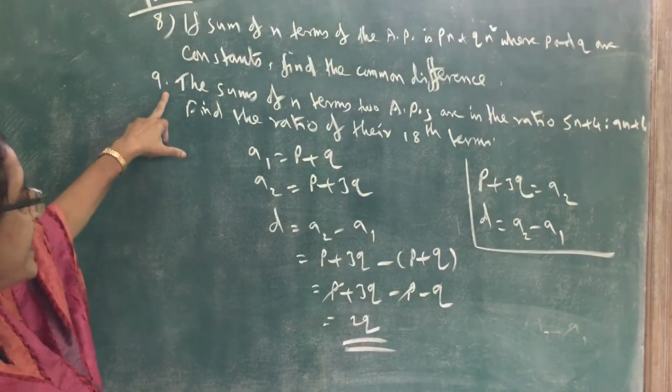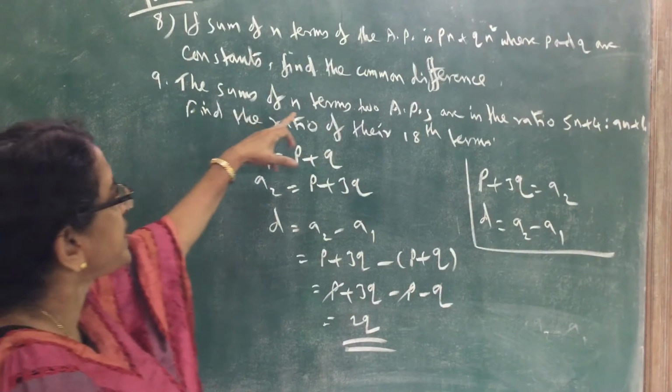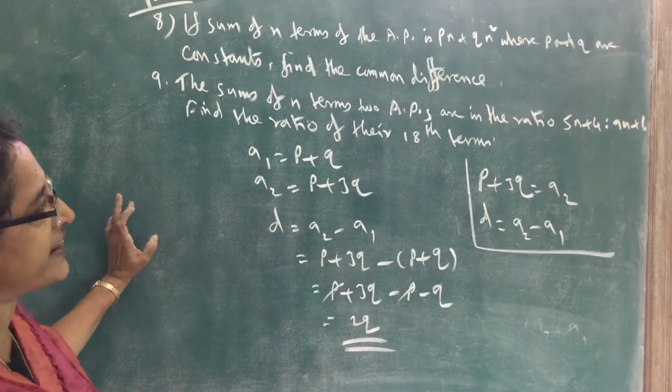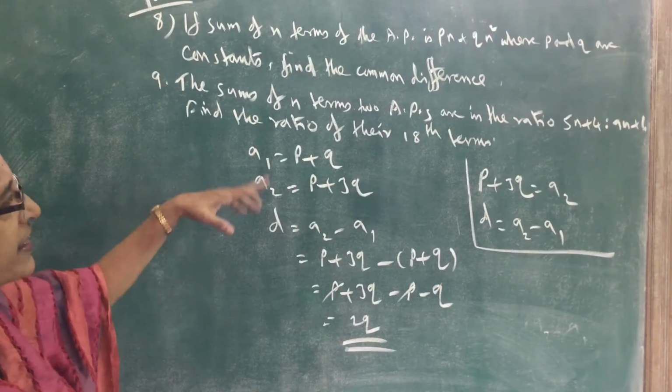Now we can do the 9th one. The sum of n terms of two APs are in the ratio 5n plus 4 is to 9n plus 6. Find the ratio of their 18th terms.